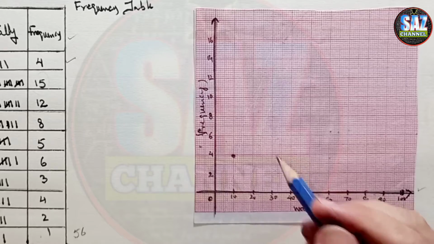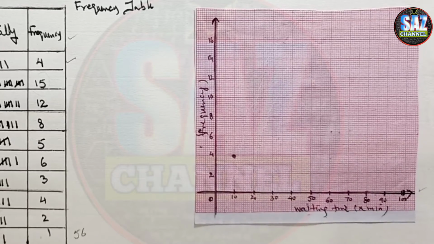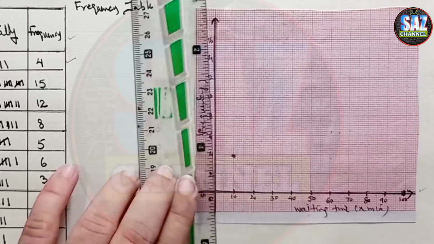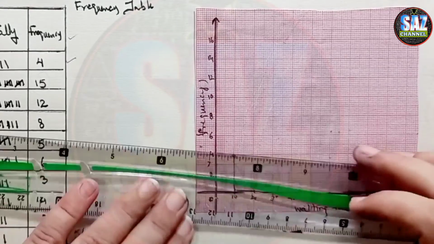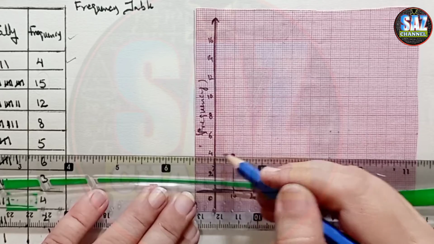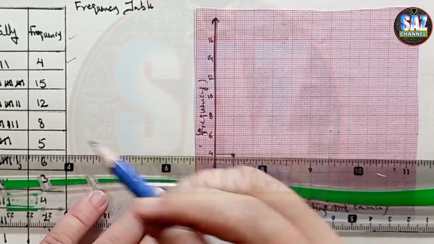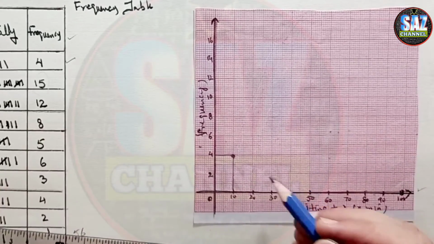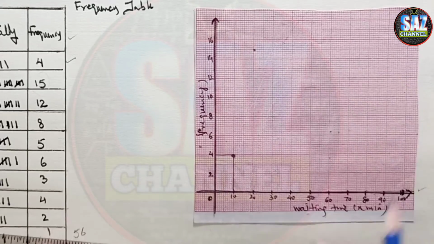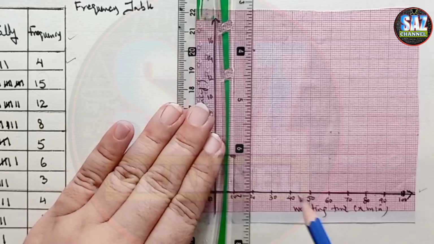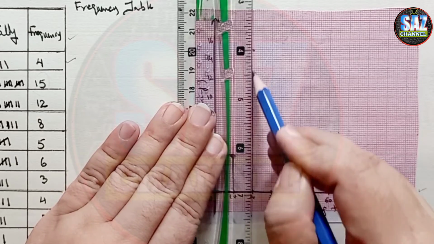Okay, now let me draw the rectangle with pencil first, and then I will go over it for the perfection of work, so that my students also learn all these points and techniques. 0 to 10 is 4, and then the next, 10 to 20, is 15. It's 15, and 15 will be right in between 14 and 16.